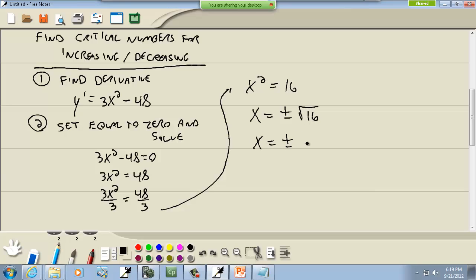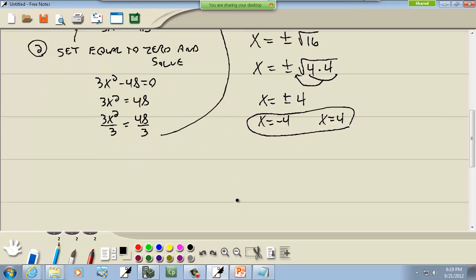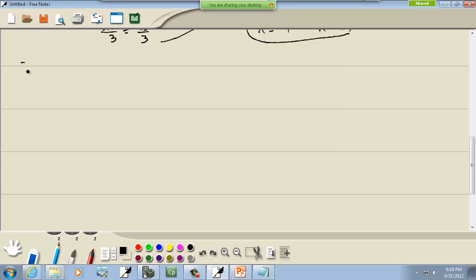Well, remember the square root, we're looking for a pair of somethings. Here's a pair of 4s, gives us 16. So the pair of 4s is going to come out in front as a single 4. So we got x is equal to plus or minus 4. So we got x is equal to negative 4 and x is equal to positive 4 for our critical values. Let's find the next ones. Critical numbers, critical values, they're called the same thing.